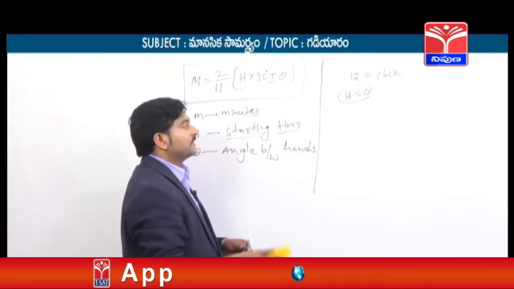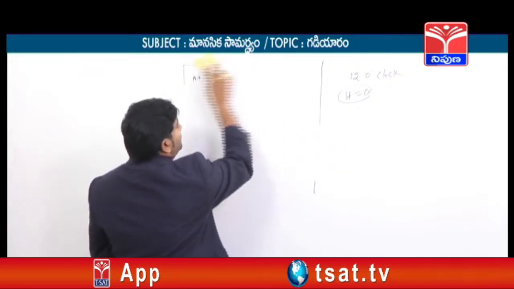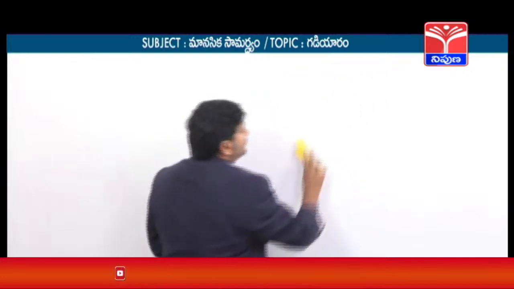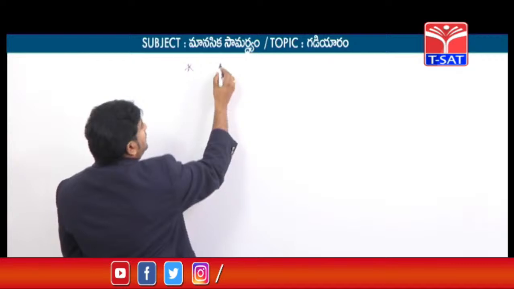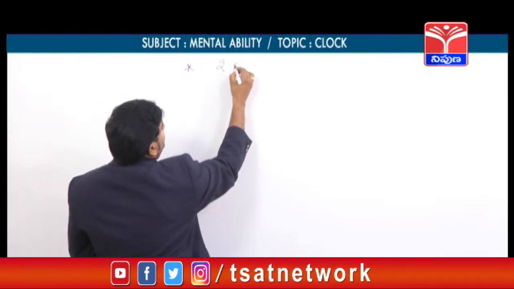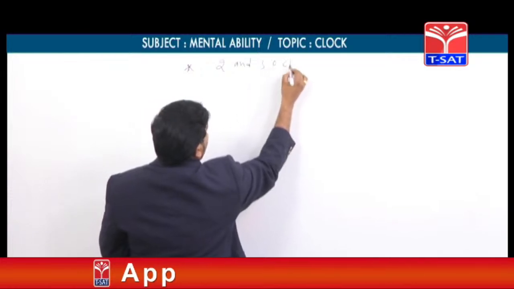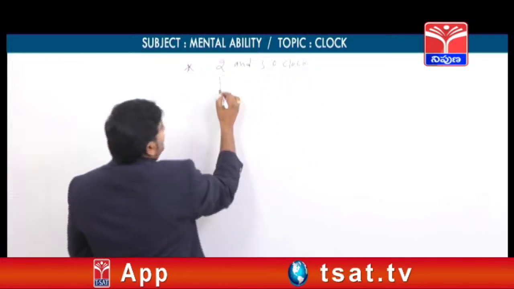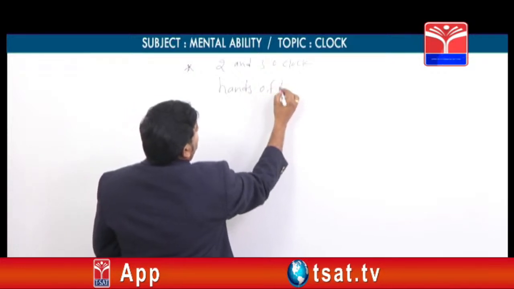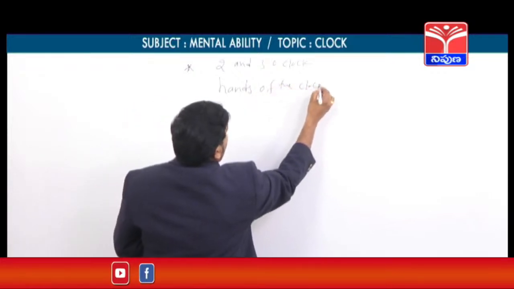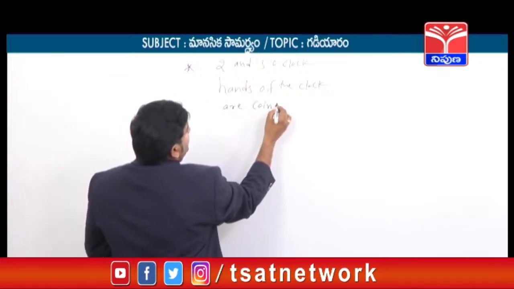We'll focus on those 5 types of problems. Let's now focus on type 1 kind of problems. The first question is: at what time between 2 and 3 o'clock do the hands of the clock coincide? Hands of the clock coincide. So this is one kind of model question.